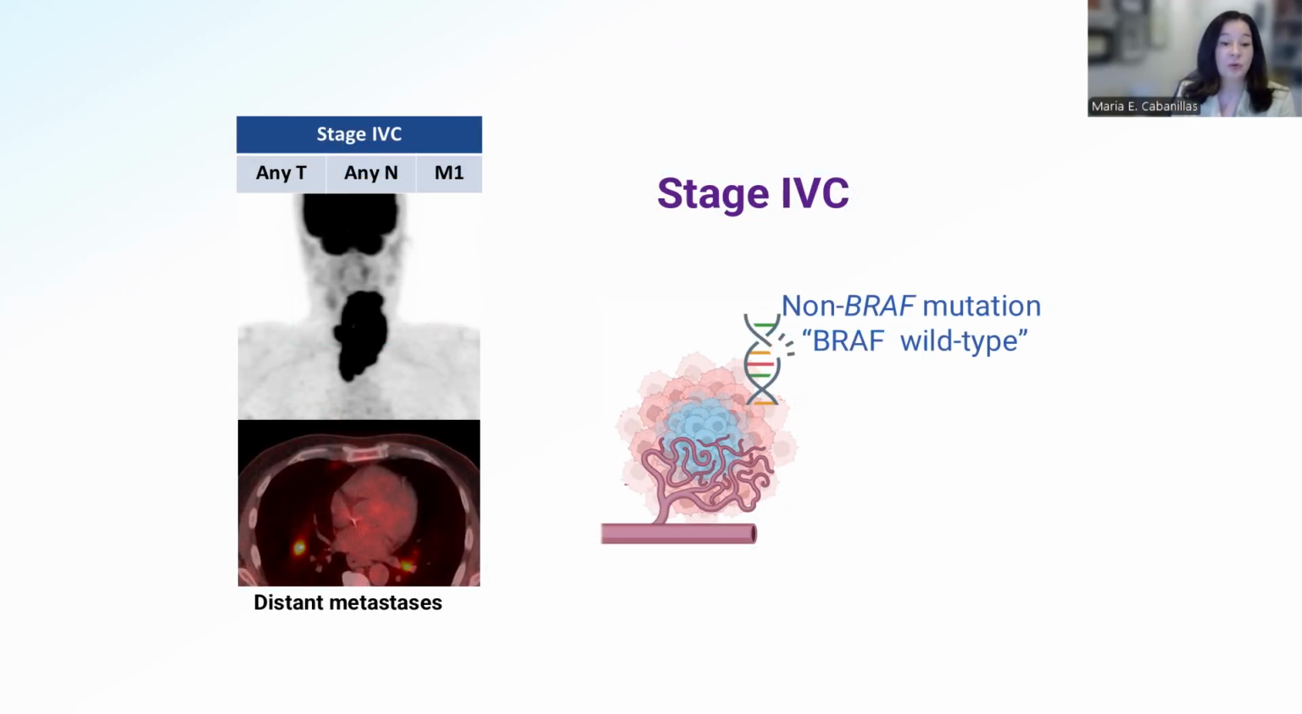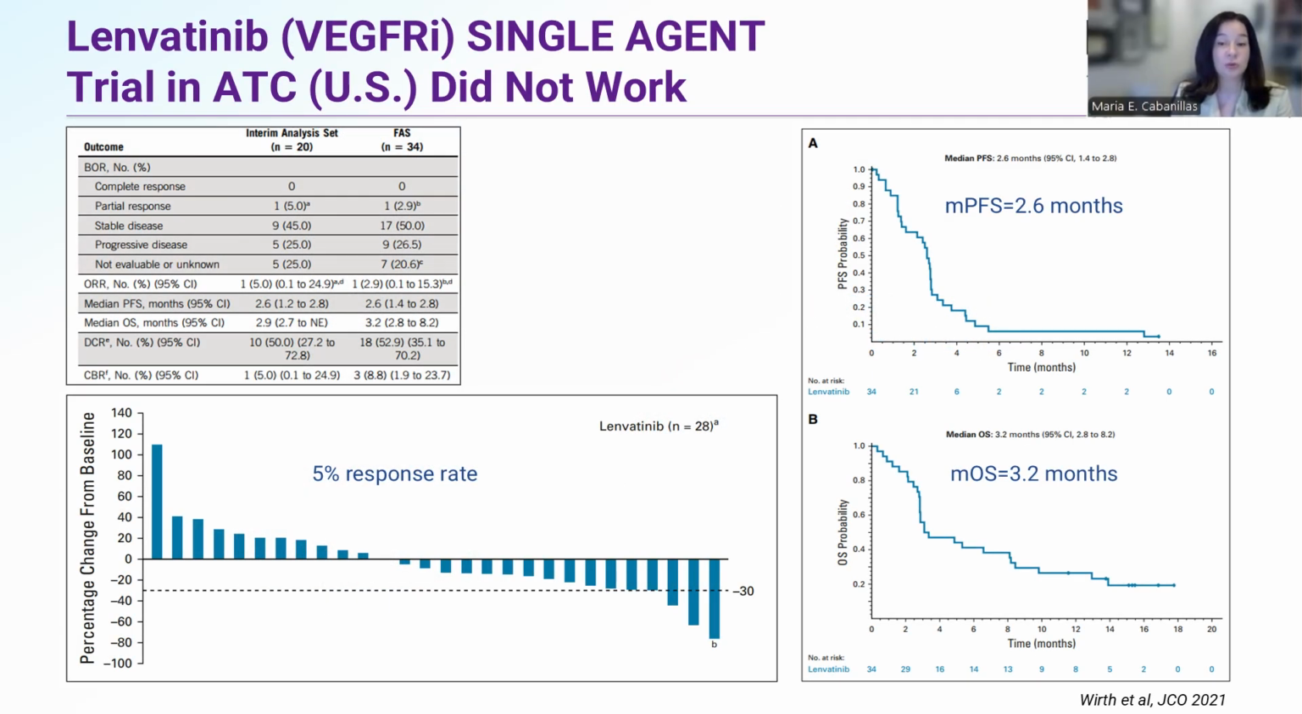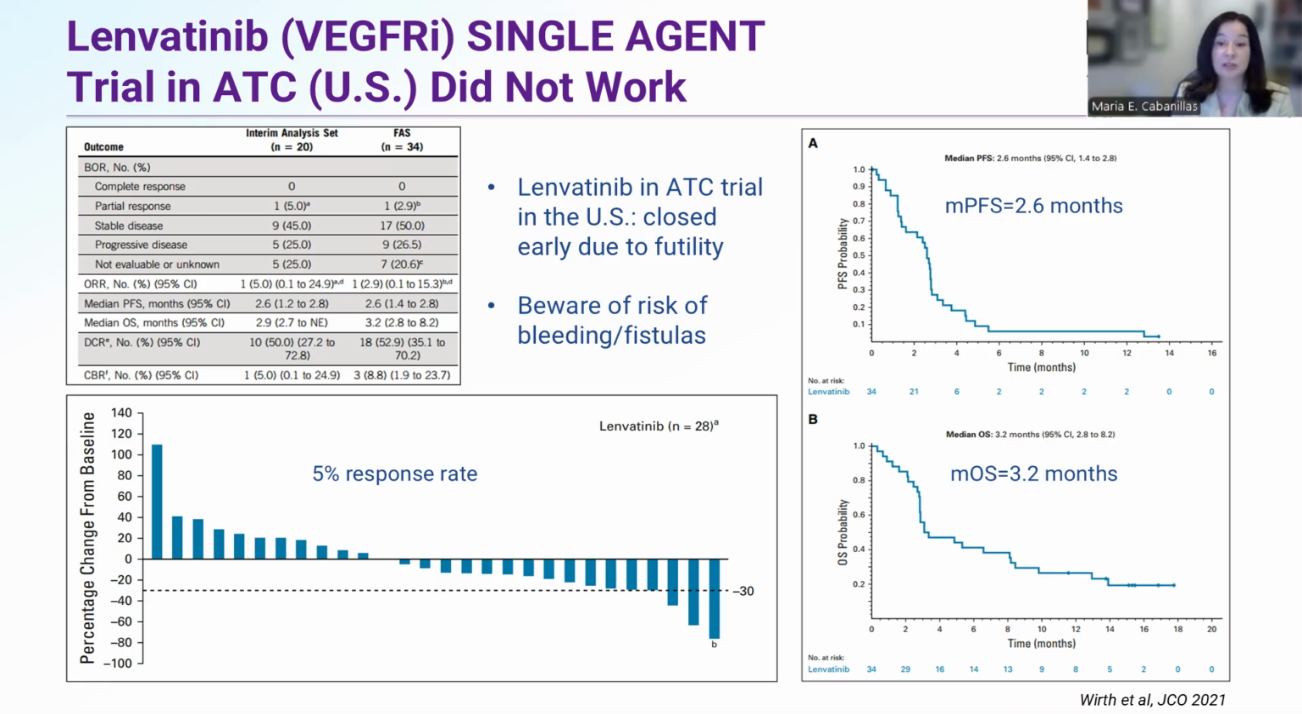All right, so stage 4C patients that do not have a BRAF mutation, we have tried single agent drugs, several single agent drugs. I'm only showing you the lenvatinib data, but the data really don't support using single agent kinase inhibitors in these patients. We saw a median overall survival of only 3.2 months, and therefore the trial closed early.